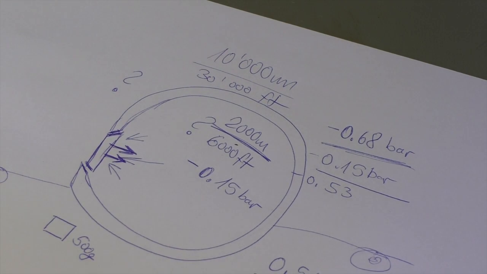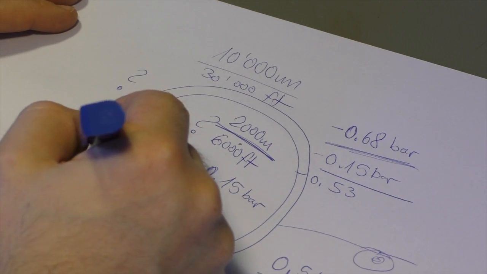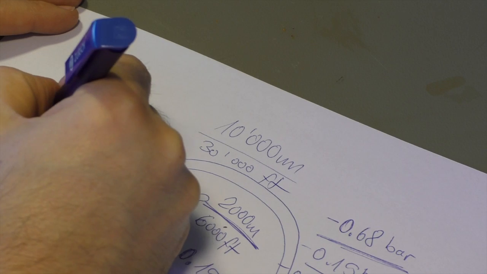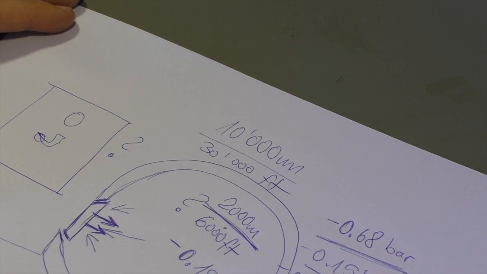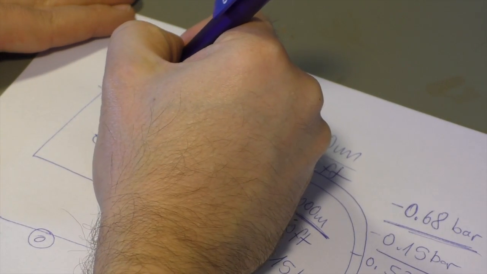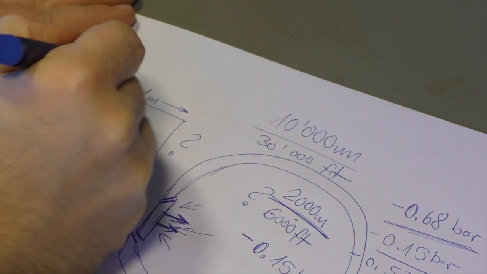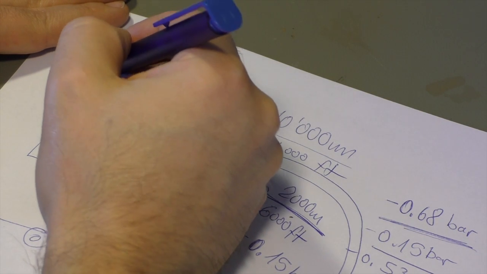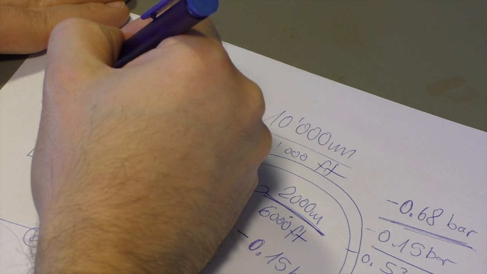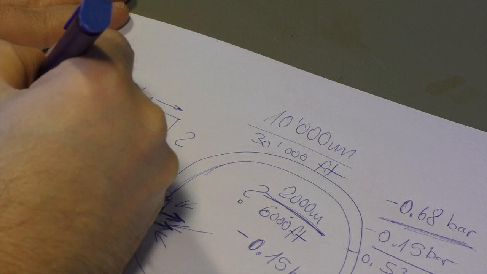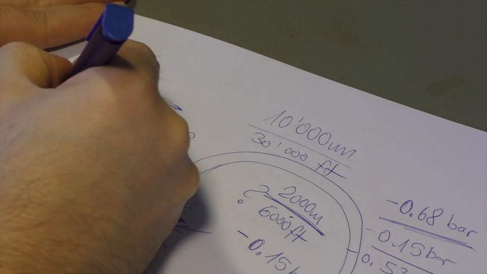Okay, so let's say this door, a normal passenger door, with a handle somehow, is, let's say, 1 meter wide, and let's say 180 high.